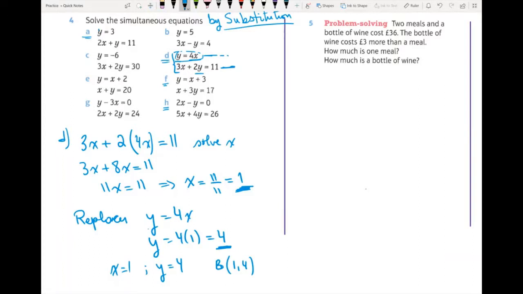Example, let me substitute them. y is 4, and you replace the value of x, which is 1. So 4 equals 4. It satisfies the equation. And for this one, 3 times the value of x, 1, plus 2 times the value of y, 4. Is it equal to 11? So 3 plus 8 is 11, which is right. This is what we mean by satisfying the system of two equations.